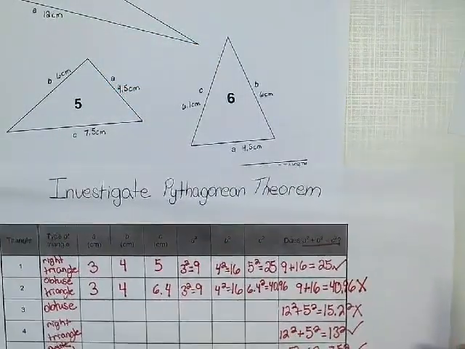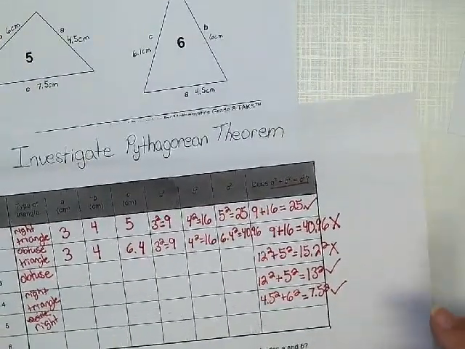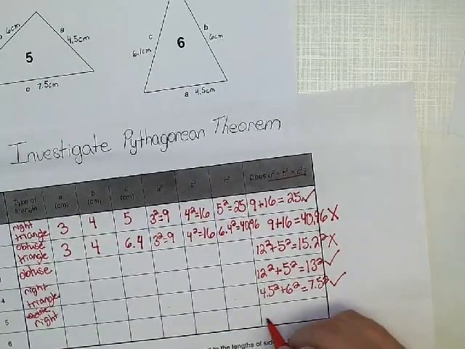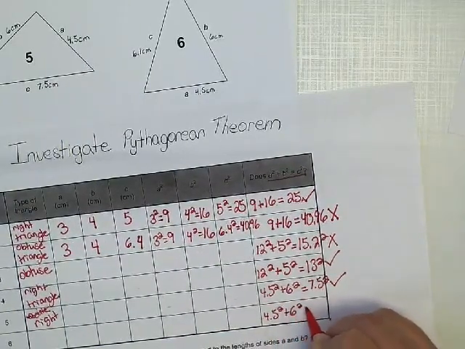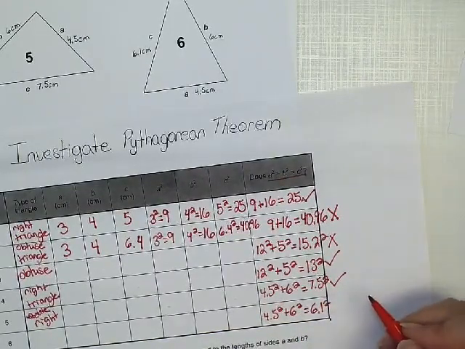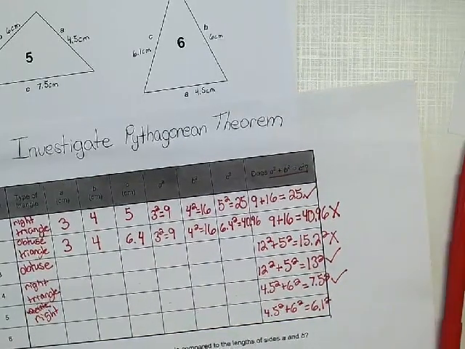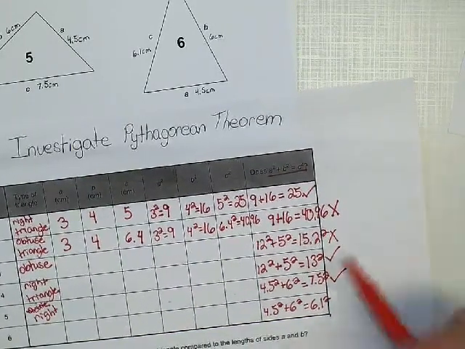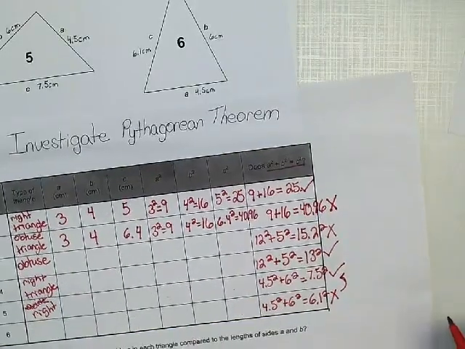All right, last one. And we're done with our investigating. So we had 4.5 squared plus 6 squared equals 6.1 squared. Well, you should have put in that you did what? Did it equal or not? No, it wouldn't have equaled because this is the same one except they just changed it.